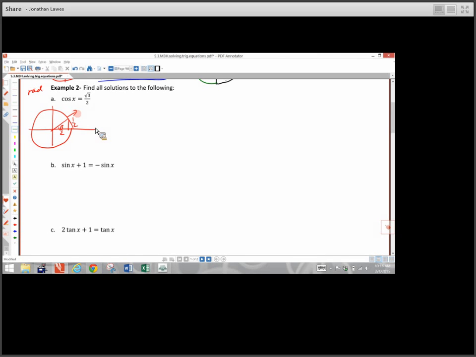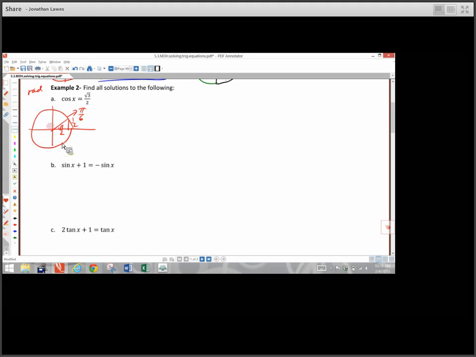30 degrees, or in radians? Pi over 6. Okay, is there another angle whose cosine ratio, whose x coordinate is positive radical 3 over 2? Yep. Bob, where is it? 5 pi over 6. Okay, Bob says 5 pi over 6.